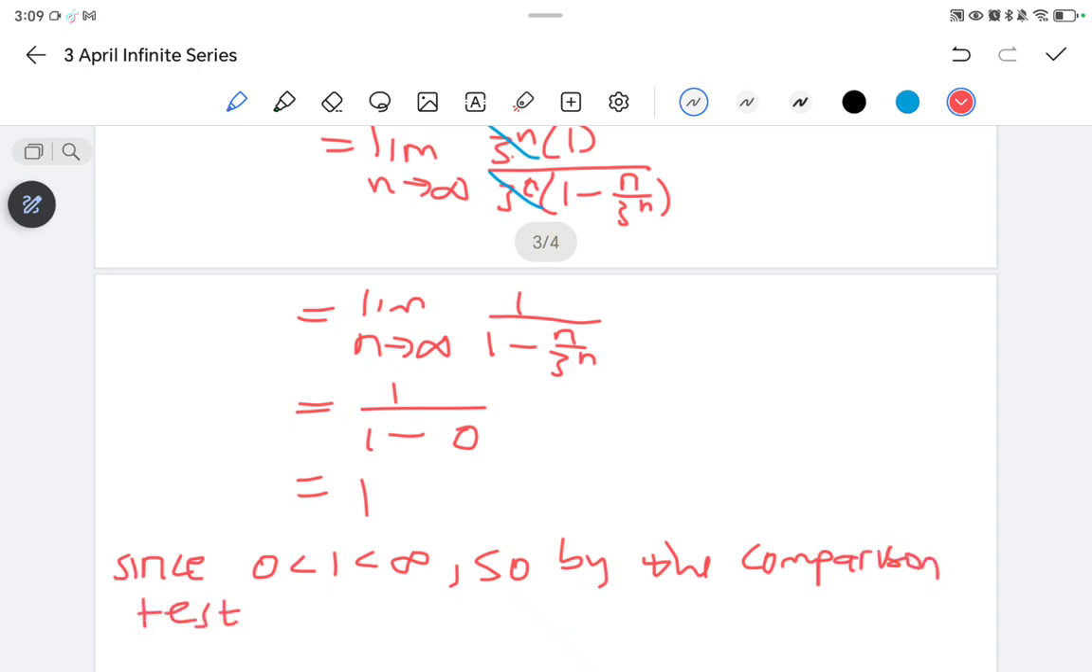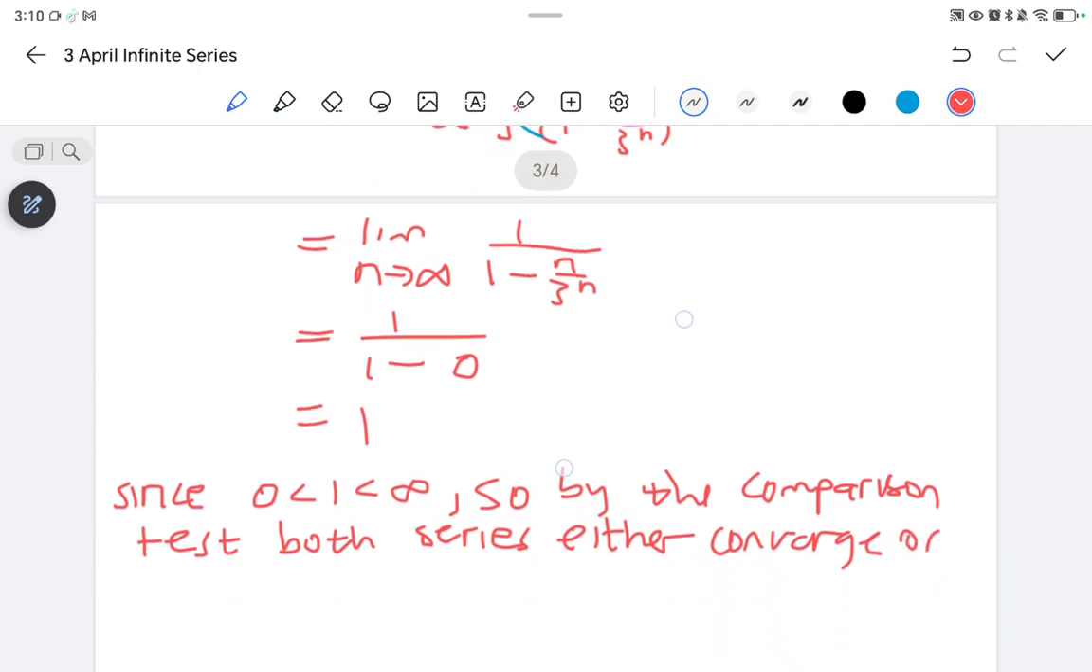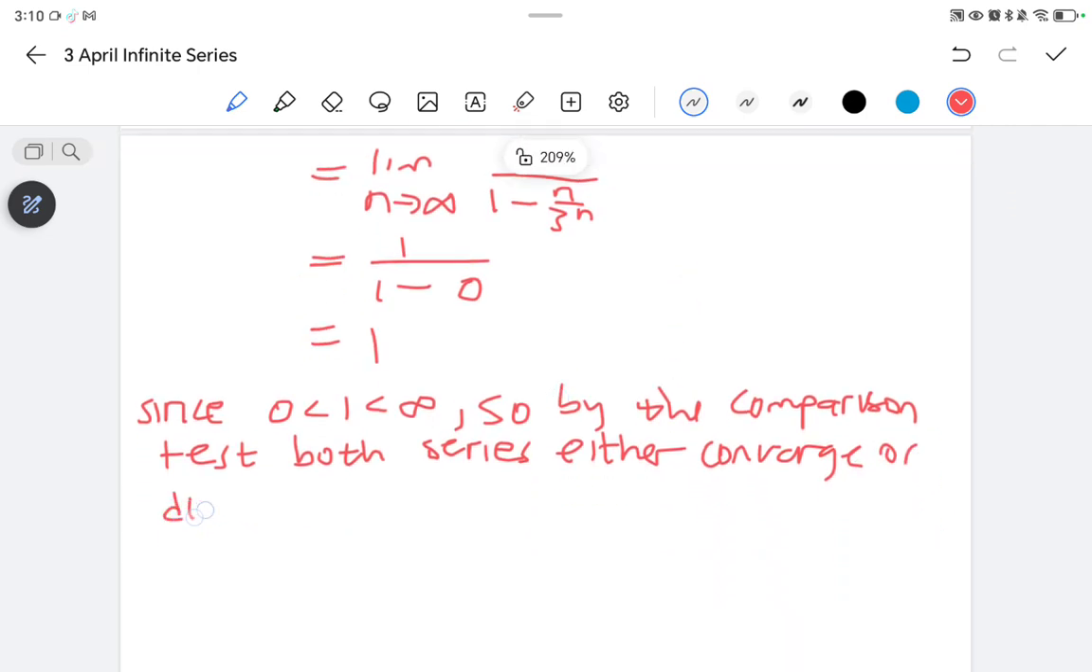both series either converge or diverge. You see right there? Both series either diverge or converge.